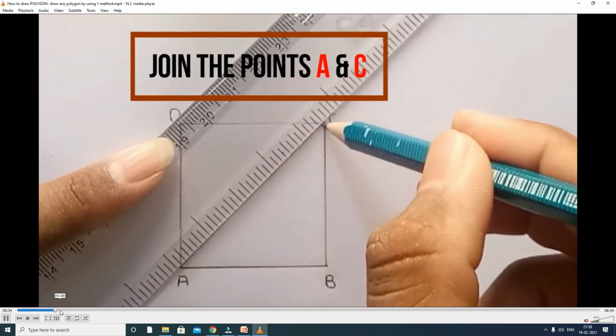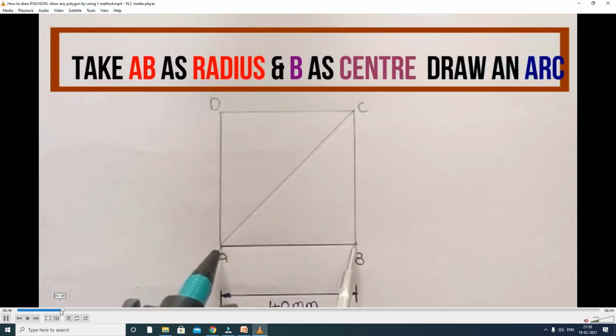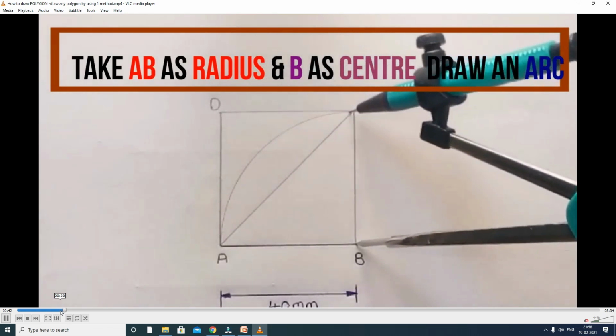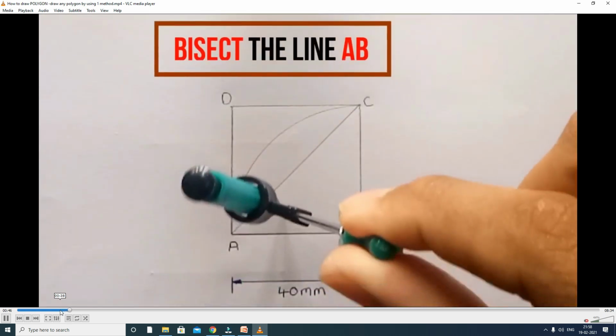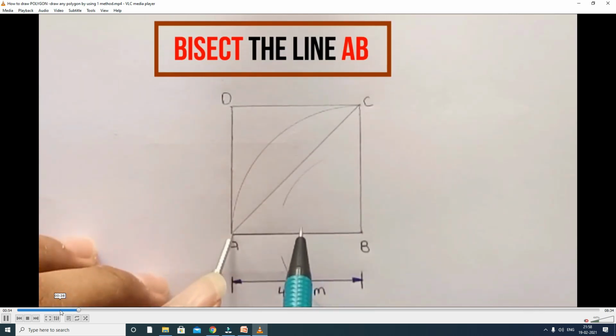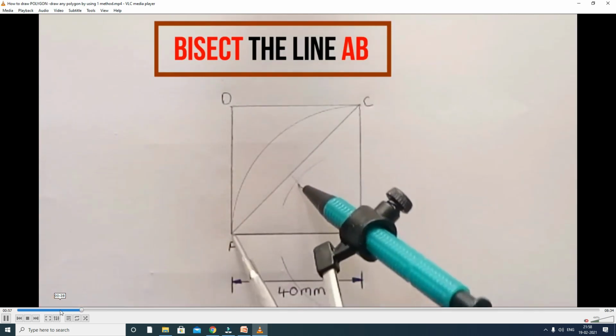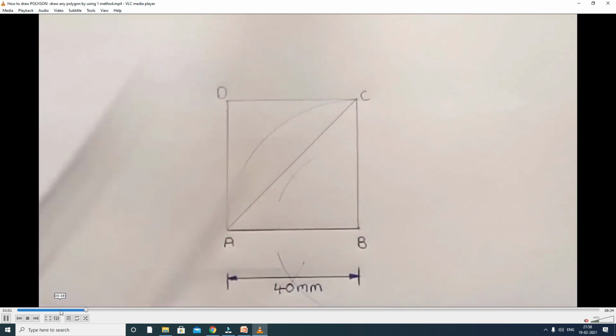Then we join one line across, A to C. Next step, A to B is the radius, and B is the center. We draw one arc from A to C. Now you see the arc A to C here.